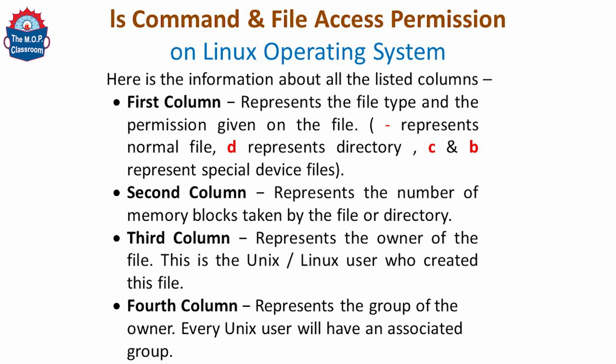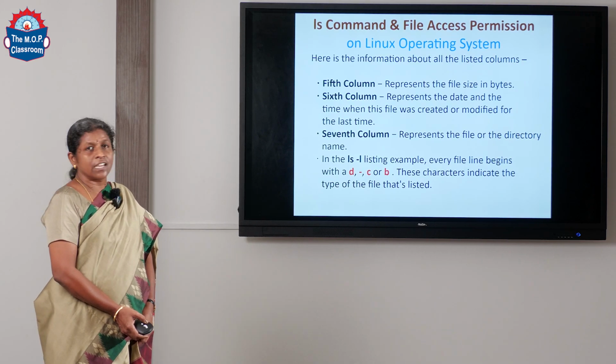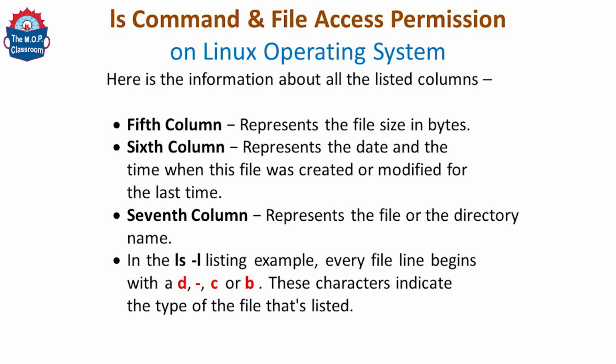The third column represents the owner of the file. In case of Unix or Linux, it represents the user who has created that file. The fourth column represents the group of the owner. Every user will be associated with a group, and that information is displayed by the fourth column. The fifth column represents the file size in bytes. The sixth column represents the date on which the file was created or modified, and the seventh column represents the file or directory name.